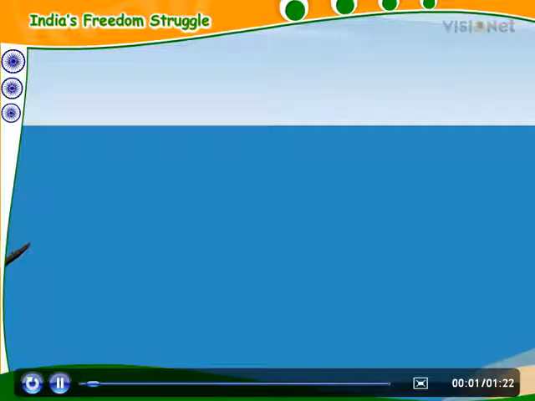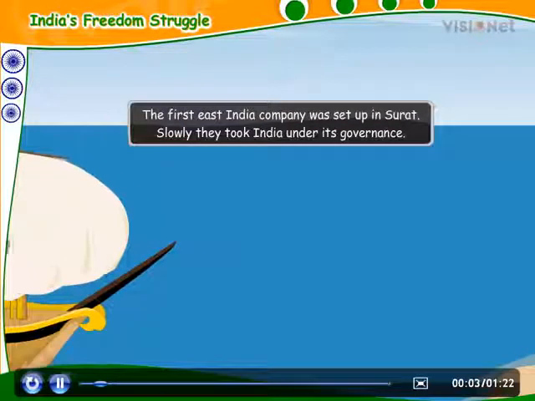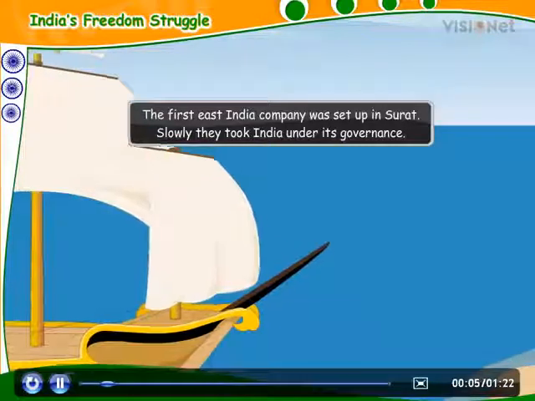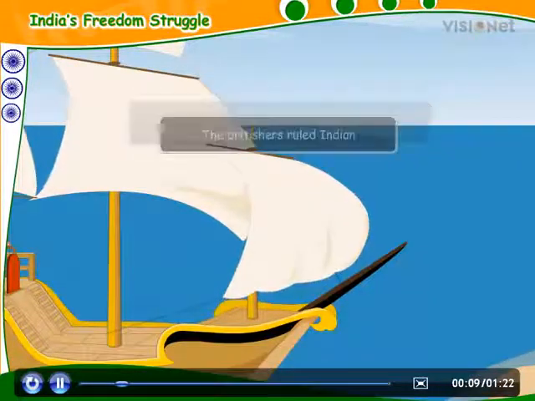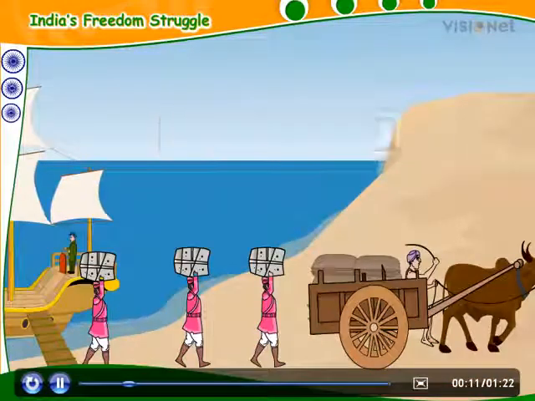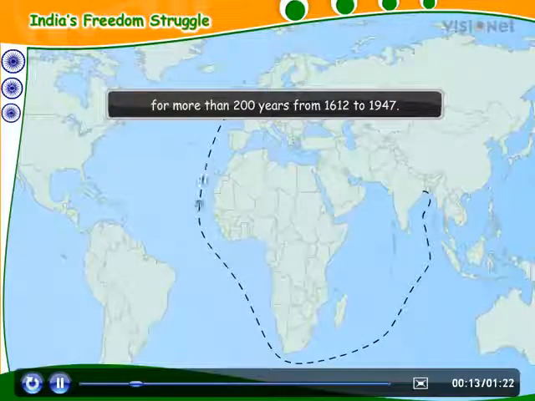India's freedom struggle. The East India Company was first set up in Surat. Slowly, they took India under their governance. The British ruled India for more than 200 years, from 1612 to 1947.